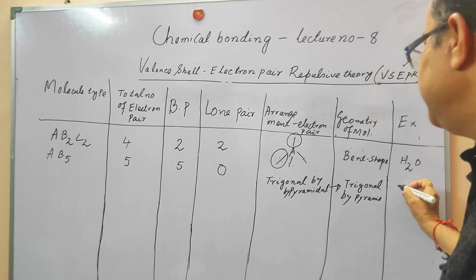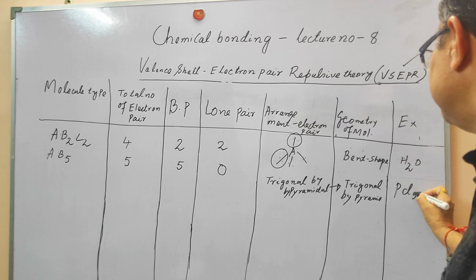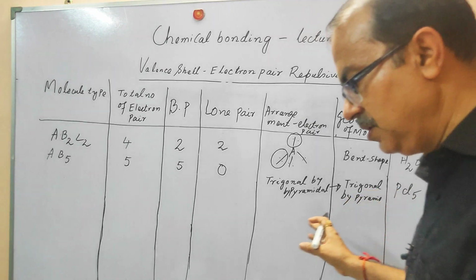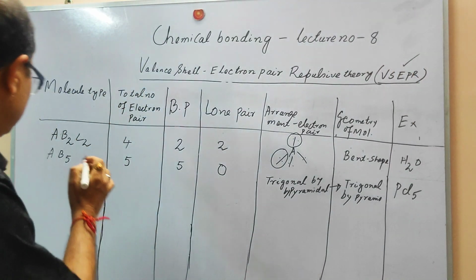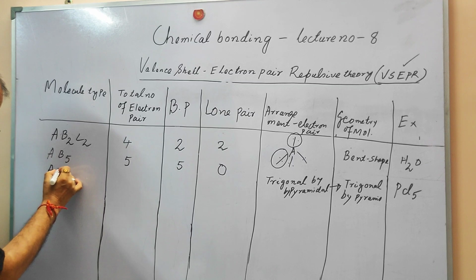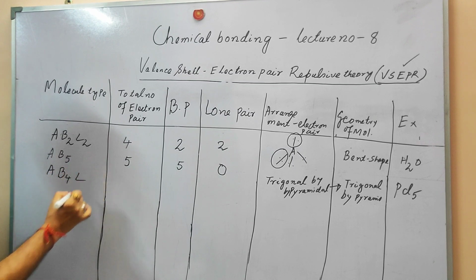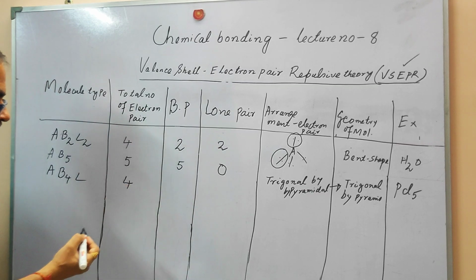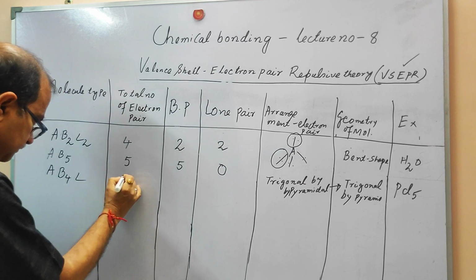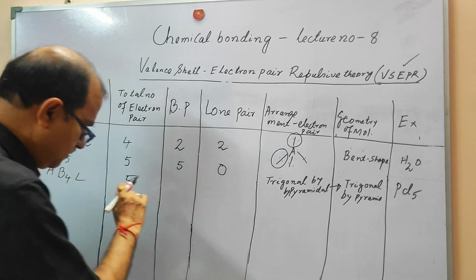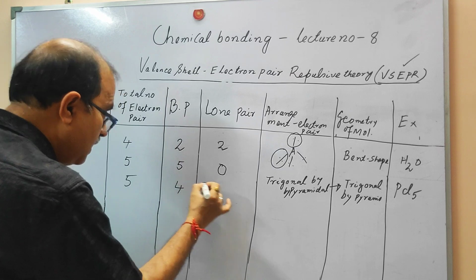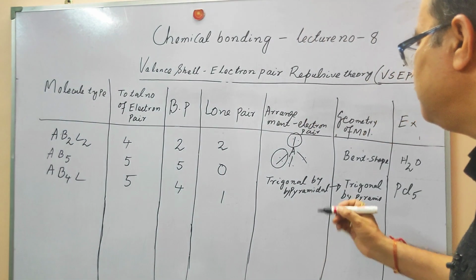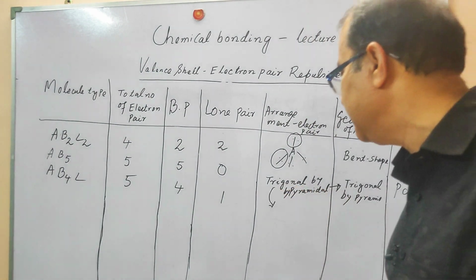And its example is PCl5. So the arrangement of the electron pairs and the geometry of the molecule are the same. Now we have another molecule type, AB4L. Here one lone pair is there. The electron pair total is 5, but it is distributed into a bond pair of 4 and a lone pair of 1. At that time the electron pairs will be arranged in this fashion, trigonal bipyramidal.